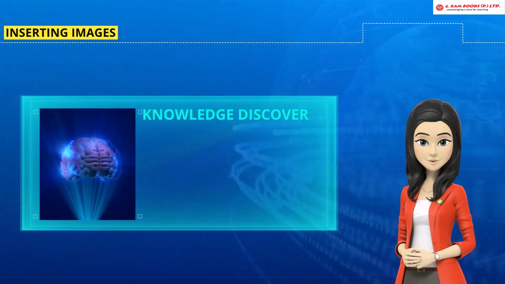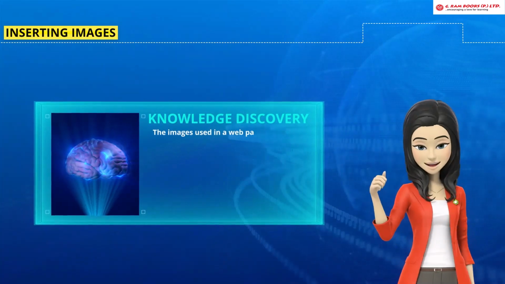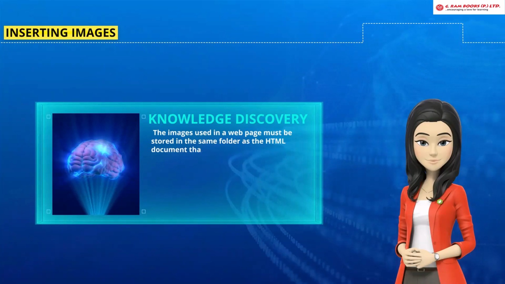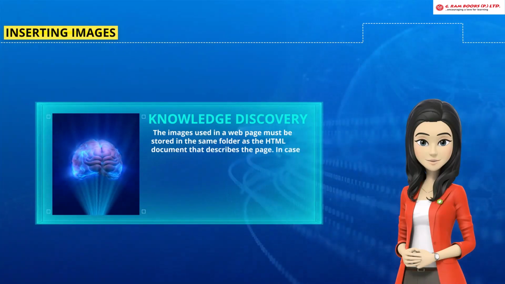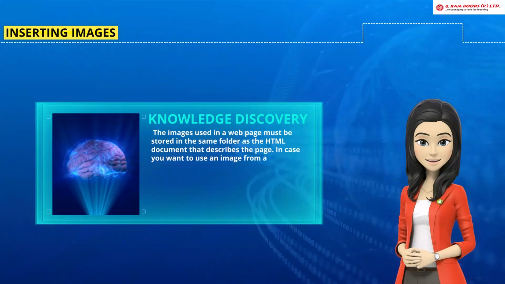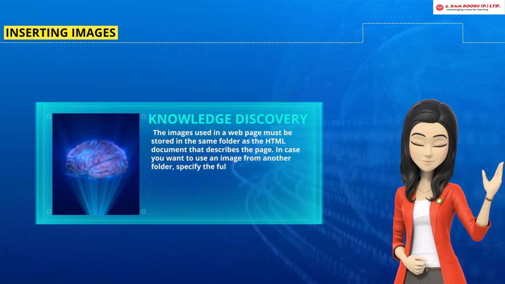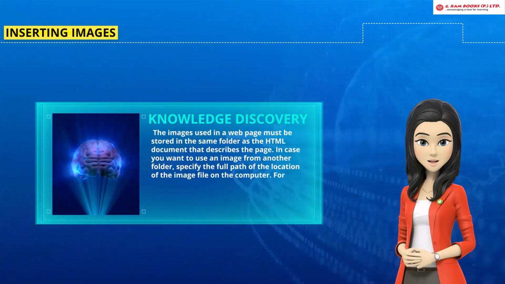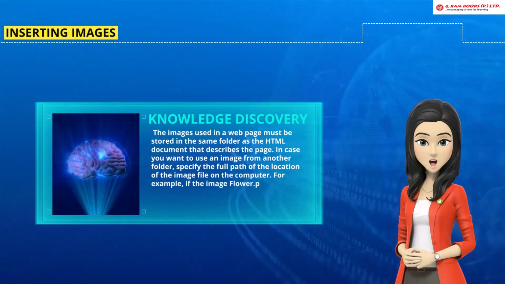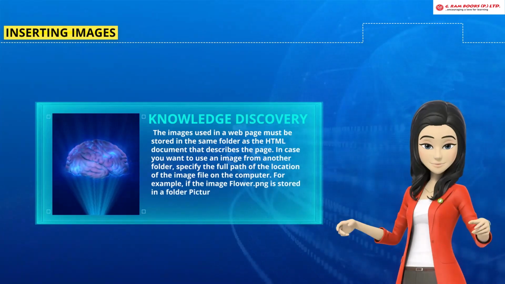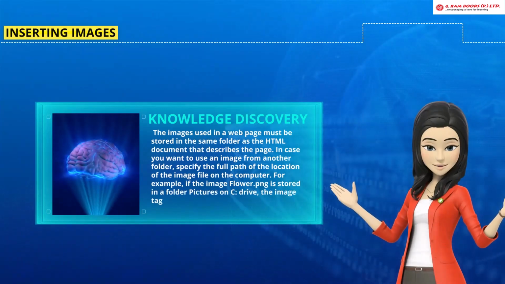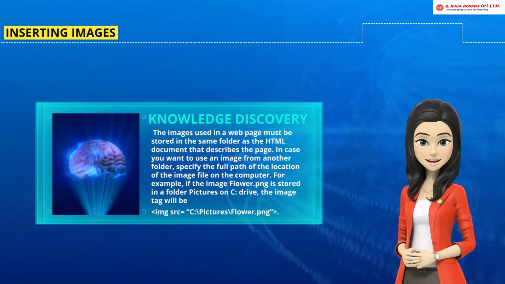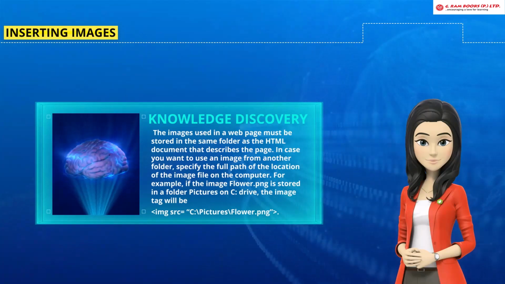Knowledge discovery. The images used in a web page must be stored in the same folder as the HTML document that describes the page. In case you want to use an image from another folder, specify the full path of the location of the image file on the computer. For example, if the image flower.png is stored in a folder Pictures on C drive, the image tag will be img src equals c:\pictures\flower.png.